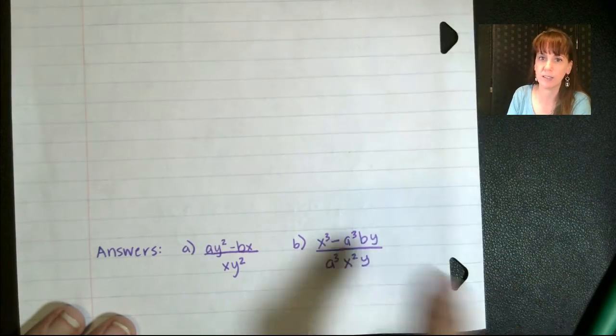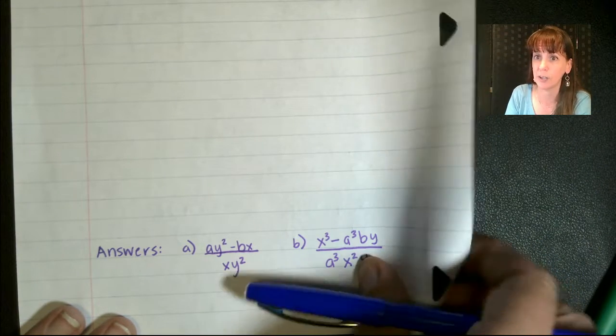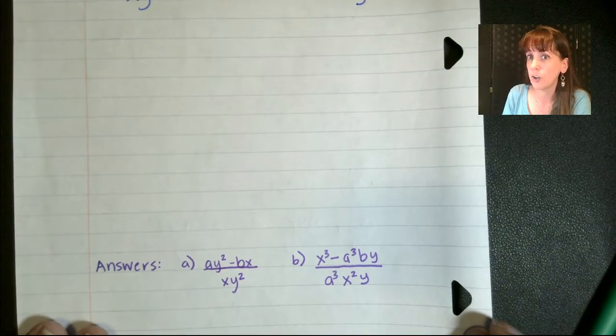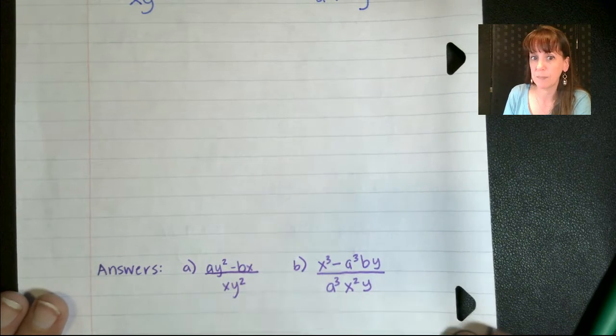So you may have gotten it slightly mixed up, like you may have a B in front of your A to the third, and that's totally fine. Just want to make sure that you know what these are supposed to look like and how your answers can differ. So hopefully that makes sense.